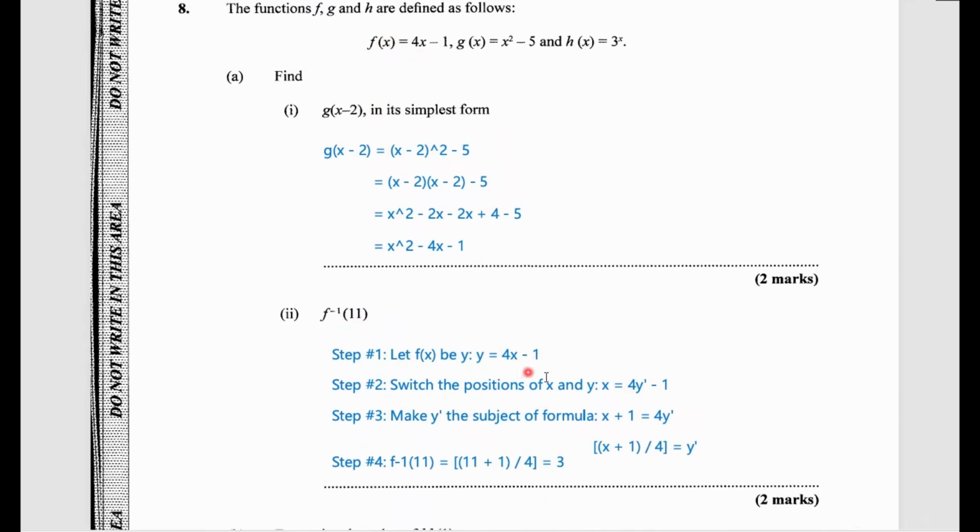So what are you going to get? You're going to get x equal 4y prime minus 1. And then you make y prime the subject of the formula. That'll be x plus 1, and then you divide by 4 below and you get y prime. So f inverse of 11 will be what? I'll just replace x with 11. So it'll be 11 add 1, which is 12. 12 over 4 is 3.